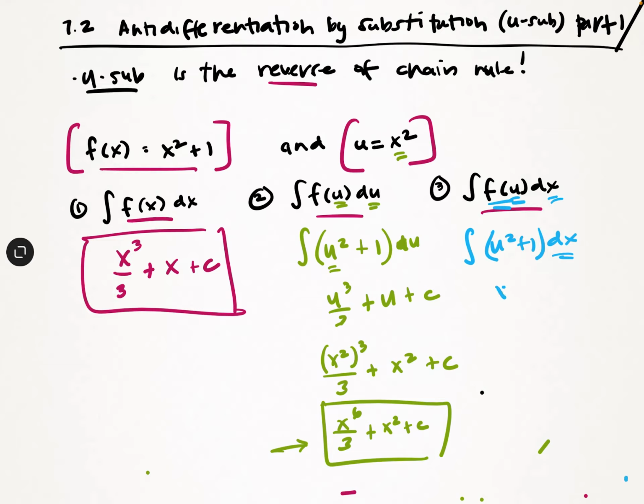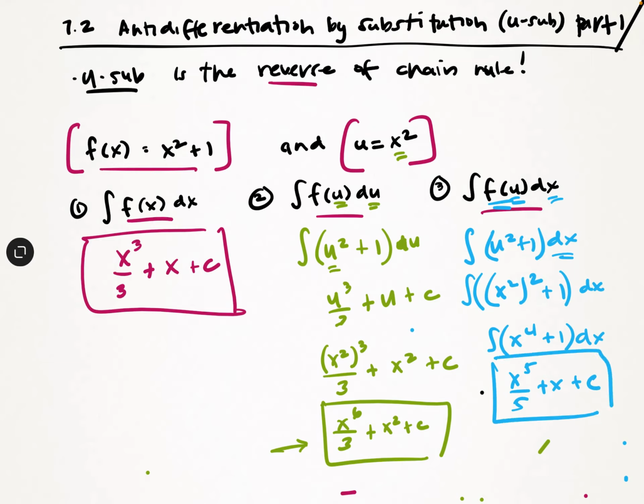So this would be x squared, squared, and then we can simplify the x squared before we do our integral. So x squared to the second power is x to the 4th. And now we have it in terms of x. Now we can do our antiderivative with respect to x. So this is going to be x to the 5th over 5 plus x plus c. So notice how differently each of these three came out because we're integrating with respect to a certain variable.